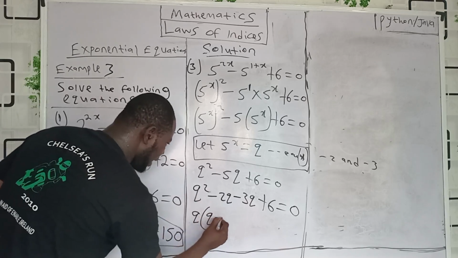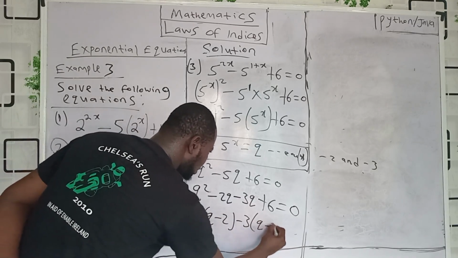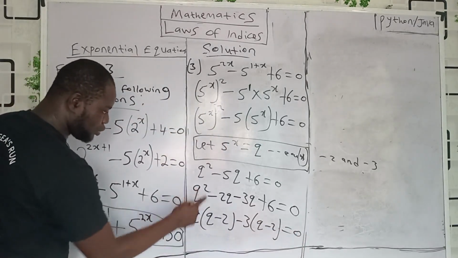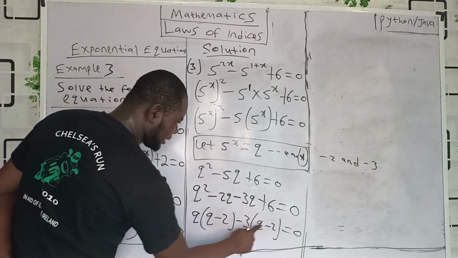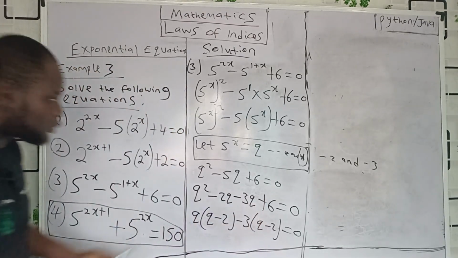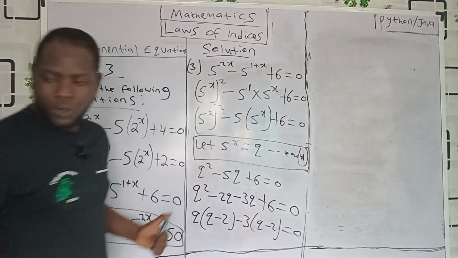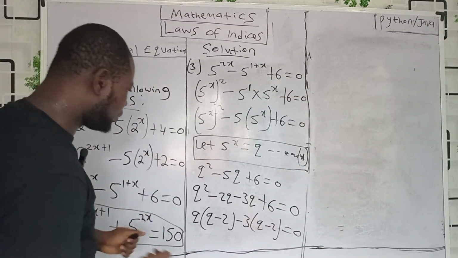It will remain q minus 2. Then minus 3 into bracket q minus 2 equal to 0. You can even check. q times q, q squared. q times minus 2, minus 2q. Minus 3 times q, minus 3q. Minus 3 times minus 2, plus 6. Wow! So we have not changed anything. So as we are progressing, we are even cross-checking that I have not done any wrong thing. Okay, so let's go.